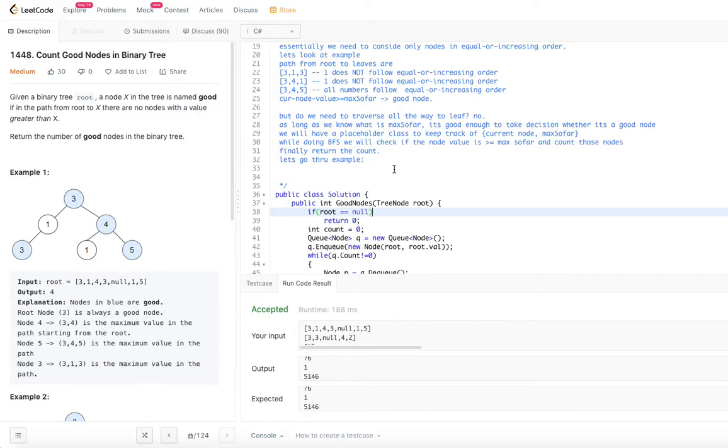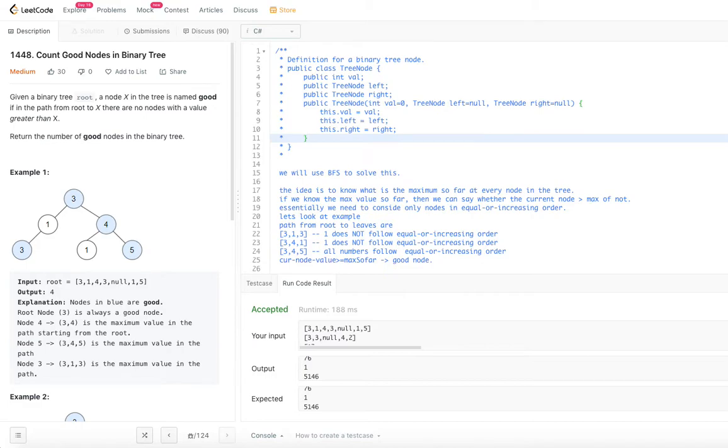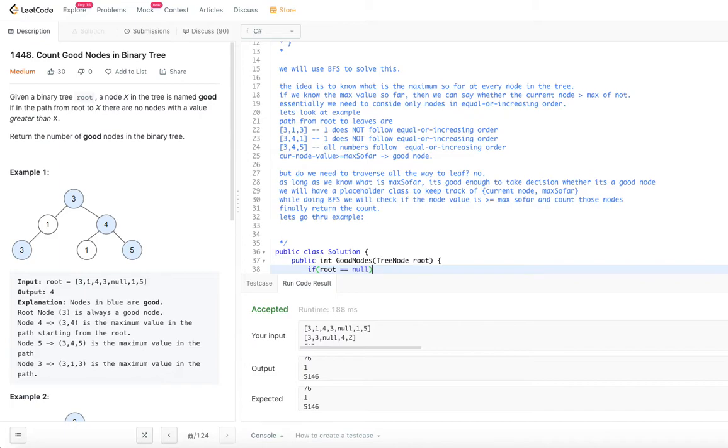And I will employ the BFS algorithm to solve this. We will go through the breadth first search and go through each and every node in that binary tree and count as long as this condition is satisfied. Once the condition is satisfied, we will increment the counter. Finally we will return the counter that we have accumulated so far. So the algorithm is BFS, and the condition is current node value is greater than or equal to maximum so far.